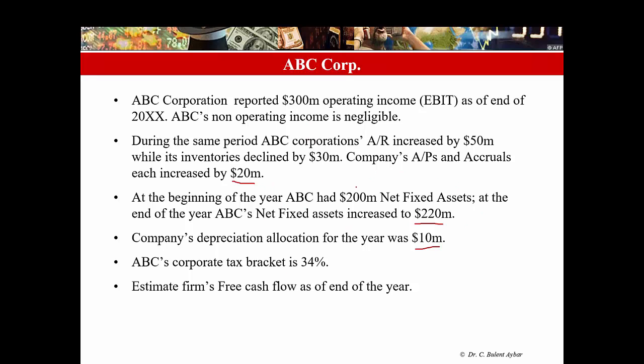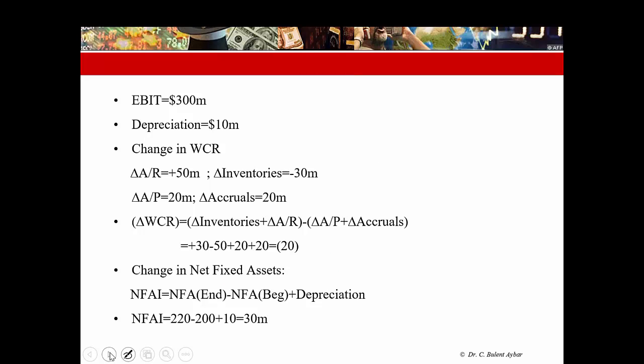We are given the depreciation information here. The allocation is $10 million. And then we have the data to calculate the change in the working capital requirement, or net current asset investments. Similarly, we do have the data to calculate the change in net fixed assets, or net fixed asset investments. So let's calculate each of these in turn.